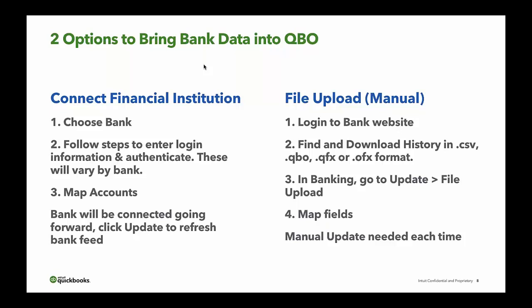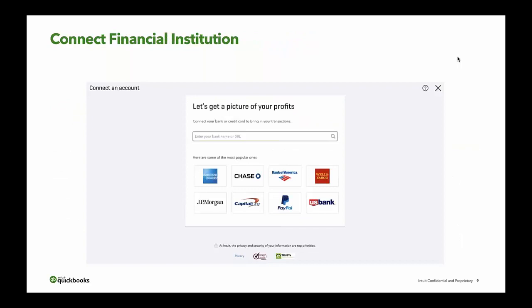And then when we're in the banking tab, and I'll show you this when we get there, there is an option under that update menu to do a file upload and map the fields, which you mostly have to do for CSV because sometimes the bank will put the debits and credits in separate columns and sometimes it puts them together. And then each time you want to update the bank feed, you'd have to go out, get that file, bring it into QuickBooks.